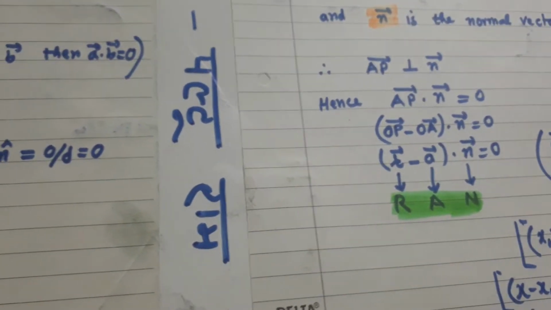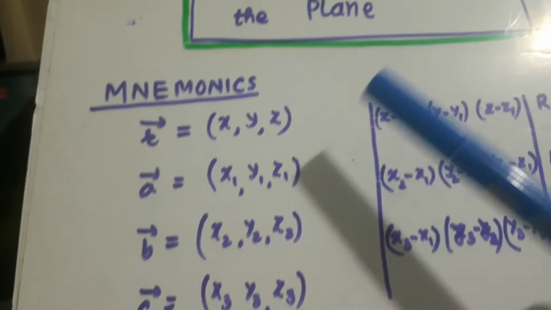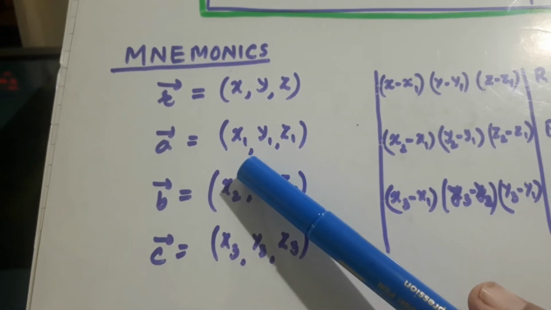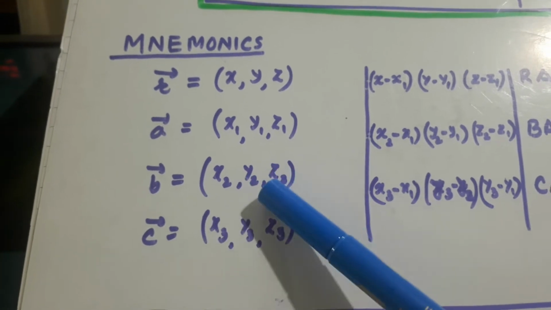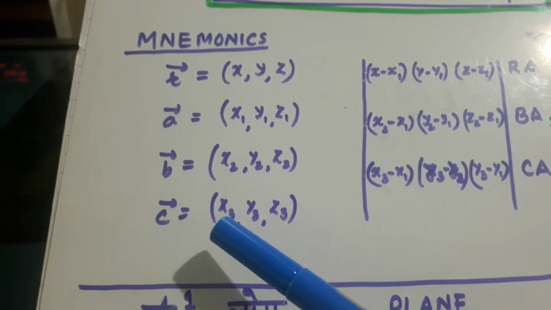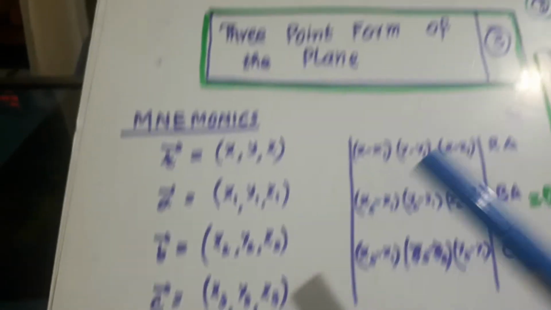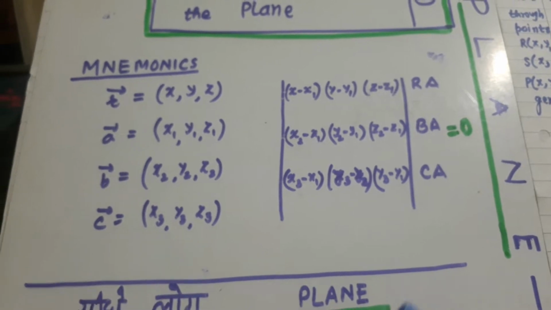Now let us go further. Three point form. R vector is always x, y, z. A vector is x1, y1, z1. B vector is x2, y2, z2. C point is x3, y3, z3. So this plane is passing through three points.